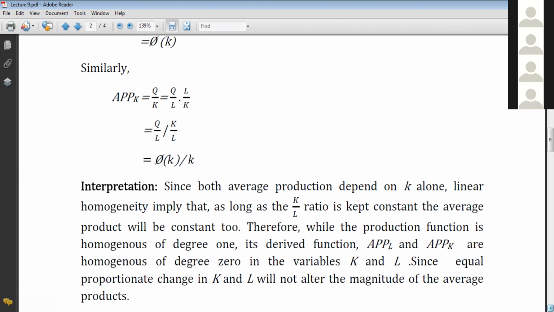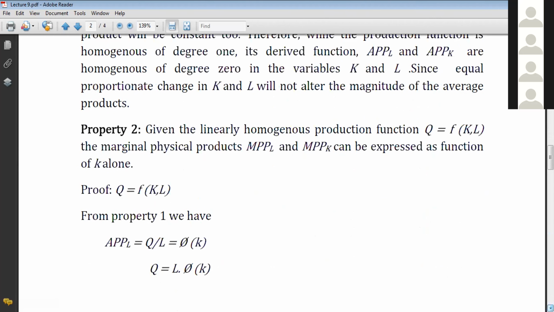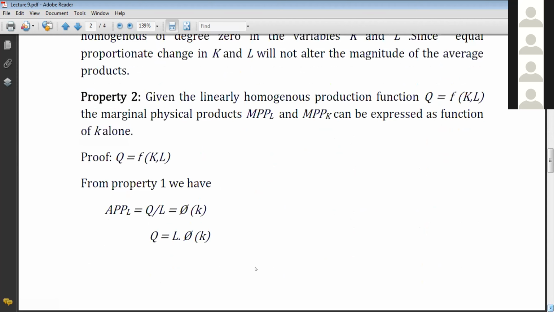Yes, ma'am. Okay, so then property 2. Here is given the linearly homogeneous production function, Q is a function of K and L. The marginal physical product of labor and the marginal physical product of capital can also be expressed as functions of the capital labor ratio alone. So let's prove these properties.